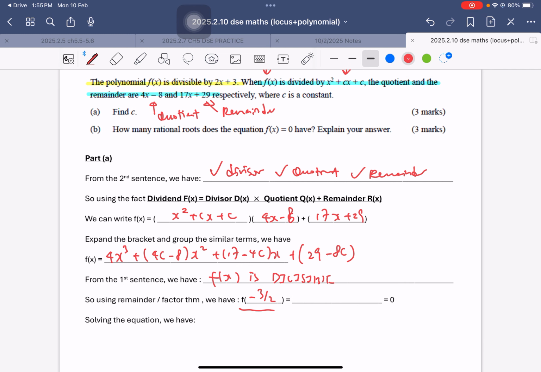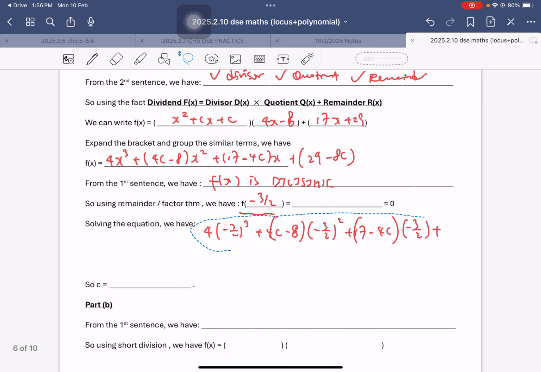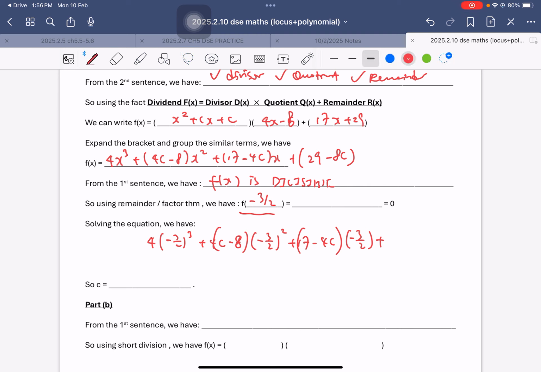Now what's the meaning of f of negative 3 over 2? The x is replaced by negative 3 over 2. So we have 4 times negative 3 over 2 cubed plus (4c minus 8) times negative 3 over 2 squared, and then plus (17 minus 4c) times negative 3 over 2, plus, you copy down the rest, isn't it? The whole thing should be equal to 0. Then can you solve this equation by yourself?